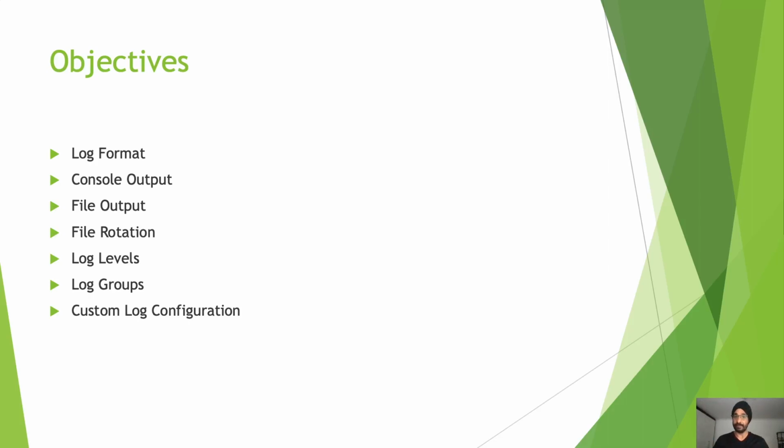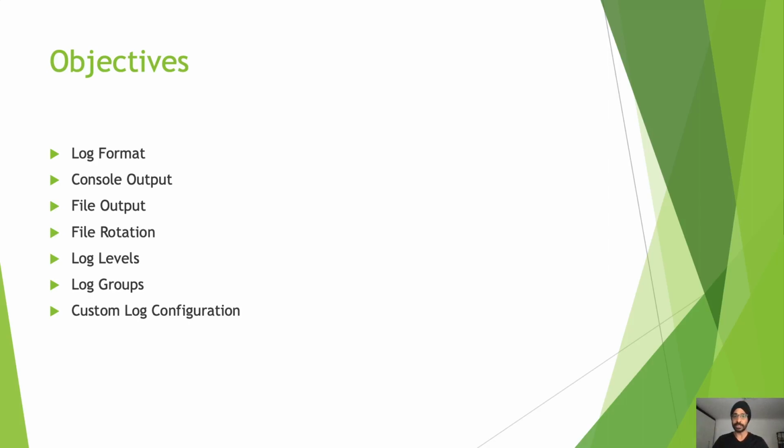Okay, log levels: as you know, if you're working in the Spring or Java world, you have various levels of log. You have error, you have warning, you have debug, trace, info, etc. So we'll try to play with those properties. Log groups: this is a very interesting property. Not many people use log groups, but it's really powerful stuff, and we'll try to utilize it.